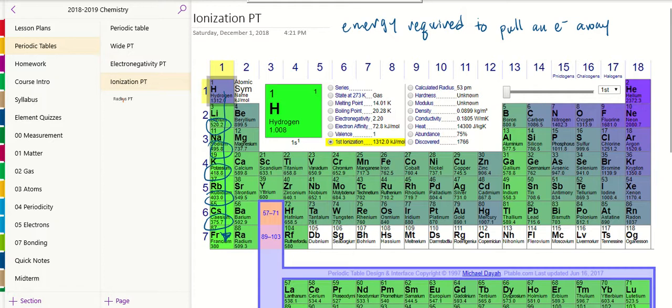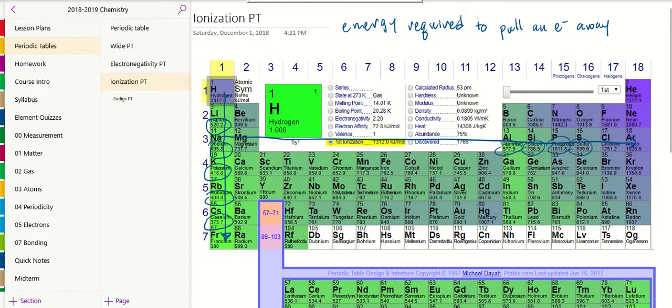Again, it's all about the attraction between the nucleus and electrons. So the more hold or the less hold that a nucleus has on electrons, the easier or harder it is to pull an electron away. So more shielding means less of a hold on electrons, easier to pull away. Takes less energy. Going across period 3, you notice that your first ionization energy does what?